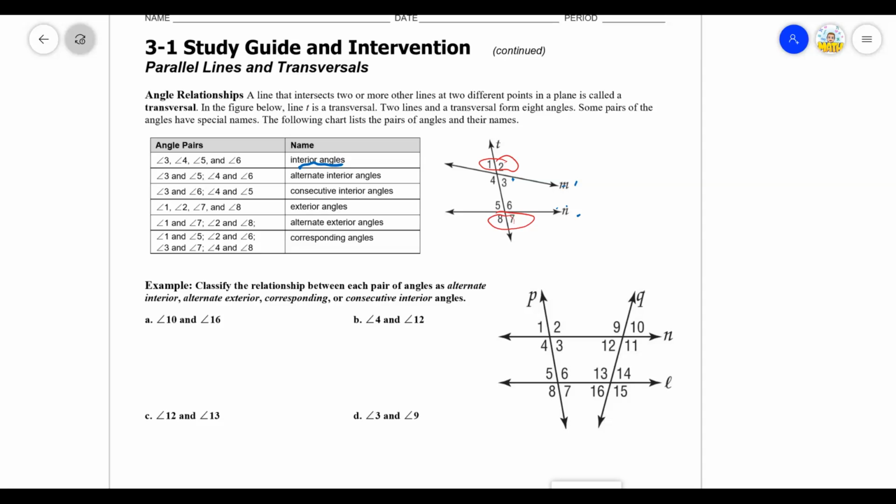They're on the outside. They don't live inside the two lines. So they're exterior. Right? So that's the first thing when we talk interior or exterior.